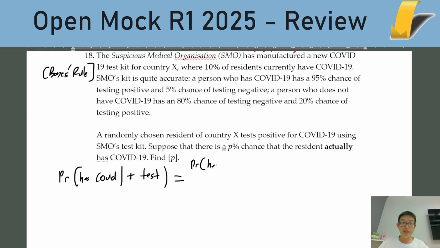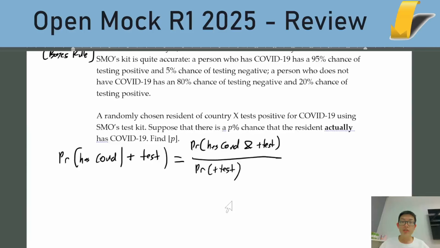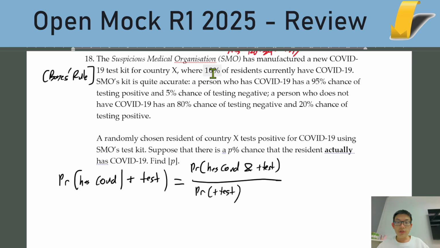So the probability that you have COVID given a positive test is basically, this is conditional probability's definition, the probability of has COVID and a positive test divided by the probability that a random person has a positive test. Now, how do you have COVID and a positive test? Well, there is a 10% chance of having COVID, and if you have COVID, there's a 95% chance that that gets detected.